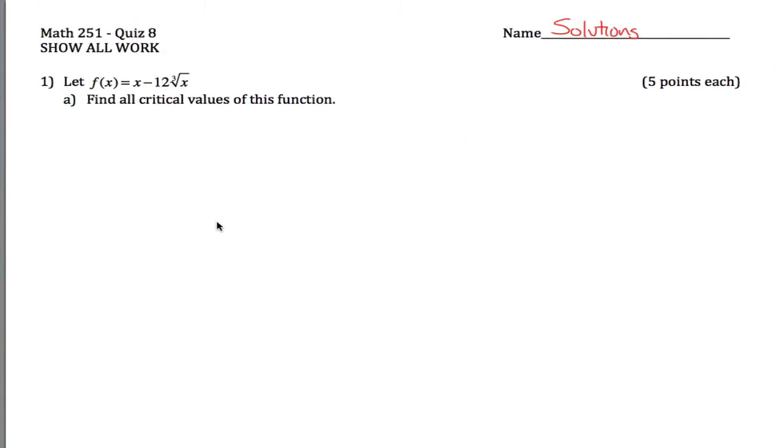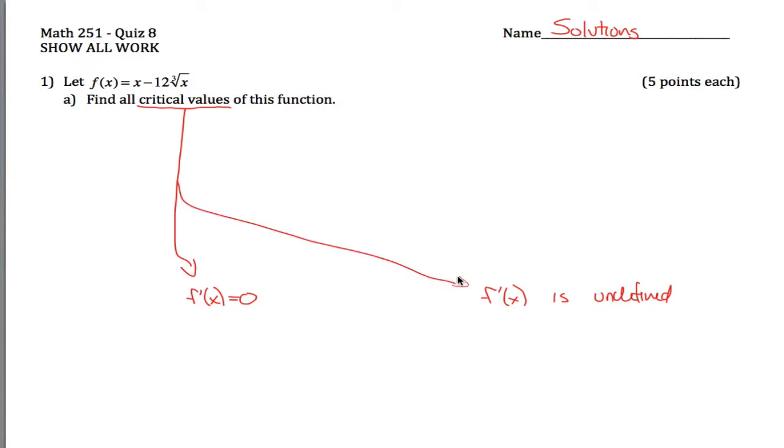Find all critical values of this function. You need to know that critical values come in kind of two flavors. They either happen when f prime of x equals 0 or when f prime of x is undefined. Okay. So either way, we'll need to know what the derivative is, what f prime of x is, so maybe we should figure that out first. Switch colors here. So let's figure out f prime of x up here.